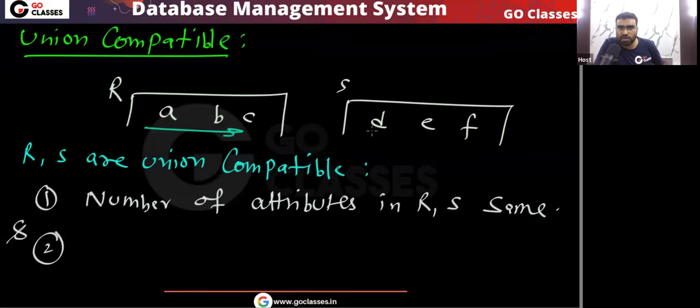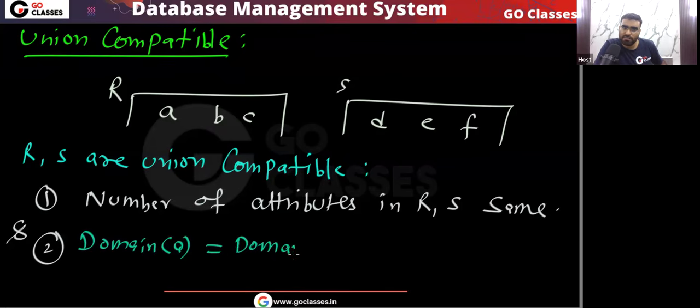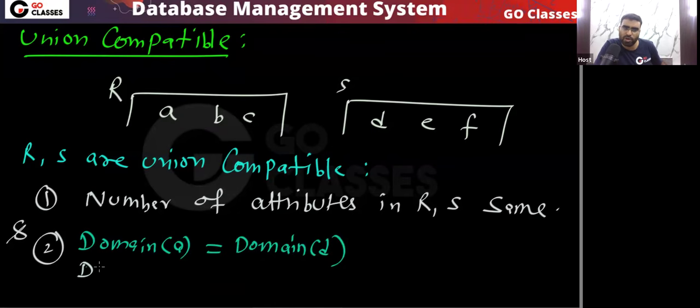Remember, in this order, the domains must be the same. For example, the domain of A must be the same as the domain of D. The names can be different, no problem, but the domain must be the same. Domain of A must be the same as domain of D, and domain of B must be the same as domain of E.